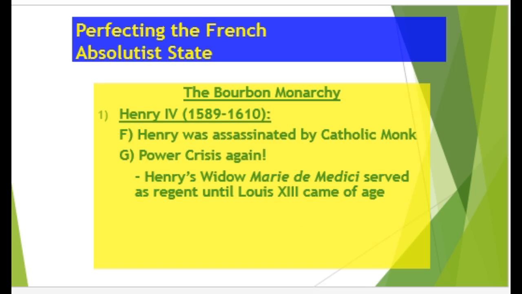All good things come to an end, and a monk, an angry monk, who was hell-bent on getting revenge on Henry for granting the Edict of Nantes and providing the Protestants the right to worship, assassinated Henry IV. So we had a power crisis develop again, and Henry's widow, Marie de Medici, will serve as regent for the most part until Louis XIII comes of age.